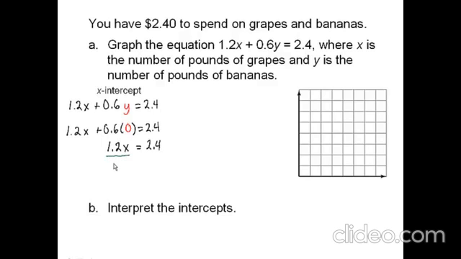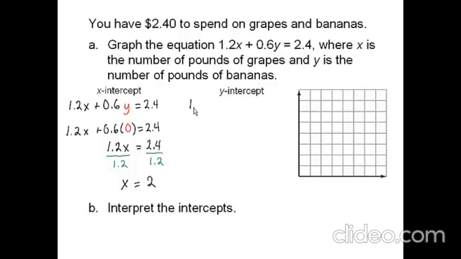Now we need to divide each side by 1 2/10 to get the variable x by itself. 1 2/10 divided by 1 2/10 is 1 times x, which is x. And 2 4/10 divided by 1 2/10 is 2. So the x-intercept is 2. Now let's find the y-intercept. Remember, to find the y-intercept, substitute 0 for x.